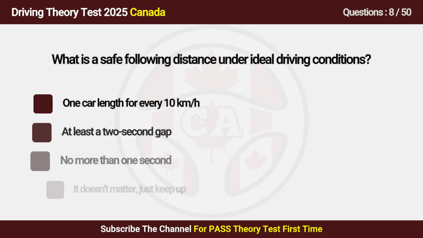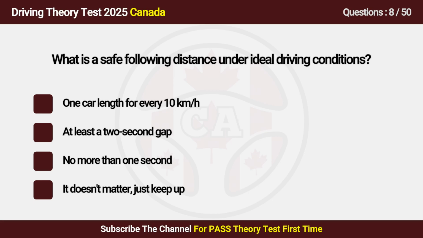Question 8. What is a safe following distance under ideal driving conditions? A. 1 car length for every 10 km per hour. B. At least a gap. C. No more than 1 second. D. It doesn't matter, just keep up.